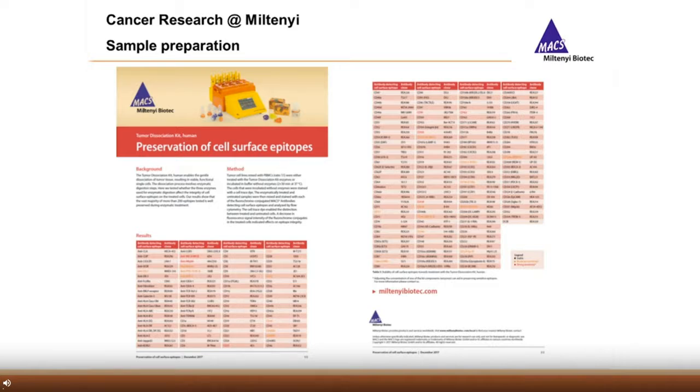Furthermore, we do in-house control of the quality of the enzymes used, and the tumor dissociation kit was optimized for epitope preservation. We tested over 200 epitopes, the vast majority of which were not affected by our enzyme composition. I'm not expecting you to be able to read this, but this list of tested epitopes can be accessed on our website.